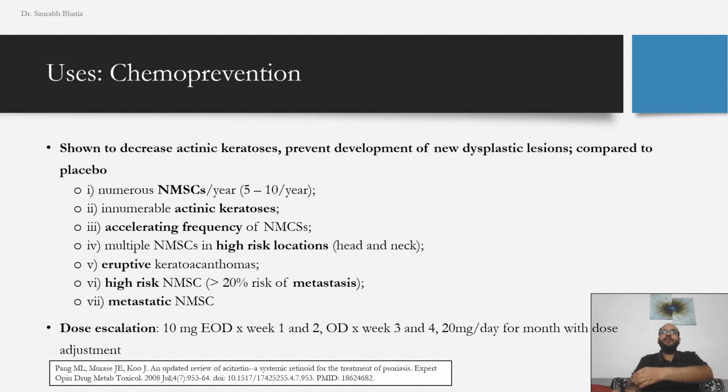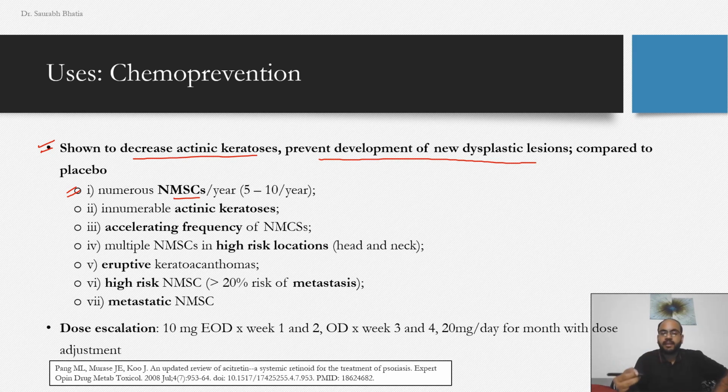Chemoprevention. Now, like all retinoids, there have been multiple studies that low doses of acitretin can prevent formation of new carcinomas. So acitretin has been shown to decrease actinic keratosis, prevent development of new dysplastic lesions when compared to placebo. So there are certain indications where acitretin can be used to prevent carcinomas. For example, numerous non-melanoma skin cancers, about 5 to 10 per year, developing about 5 to 10 NMSCs in a year.